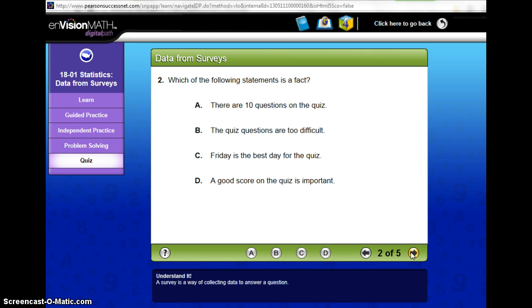What's something we can prove? Darius, what do you think? There's 10 questions on the quiz. Can we prove that by actually checking it? You're right. A is the one.